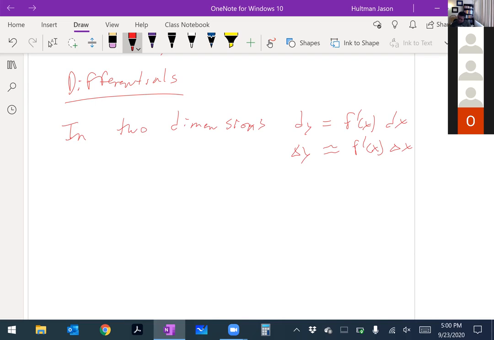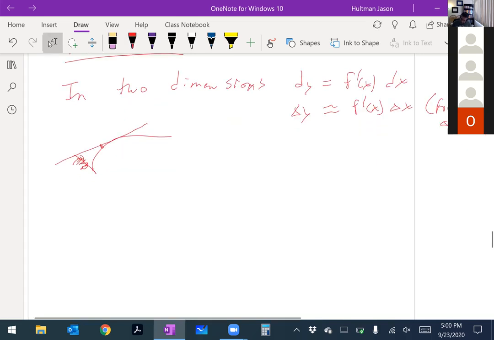So at that value, and this works for small delta y and small delta x. They have to be small, otherwise, again, all bets are off. If you get way out here, it's not a good approximation anymore. You get close, it's a good approximation.